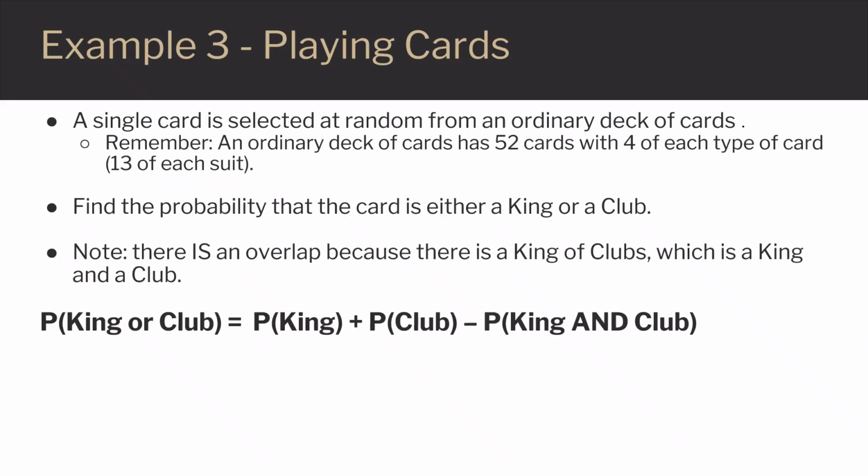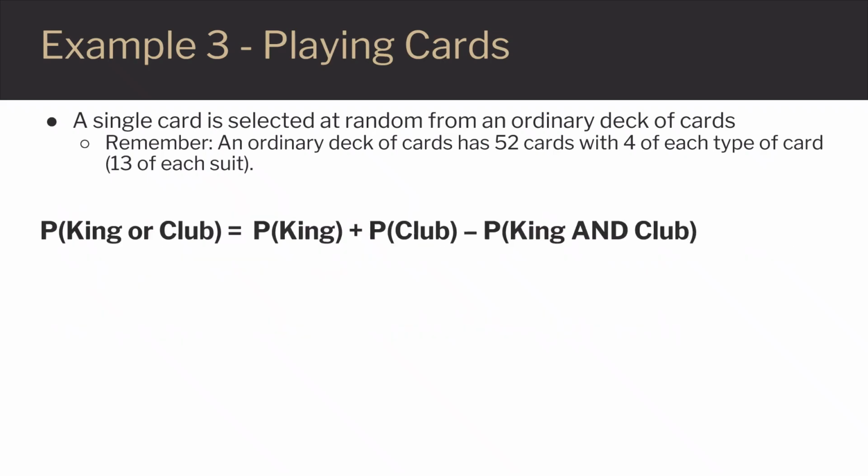Let's do another example with a different twist. A single card is selected at random. What is the probability of drawing a king or a club? There are 4 kings in the deck and 13 clubs, but note that there is an overlap here, because the king of clubs satisfies both criteria of being a king or a club. So how do we deal with this overlap? Well, since the king of clubs is counted in kings and also in clubs, we are double counting it. So we will need to subtract the probability once to get an accurate count.